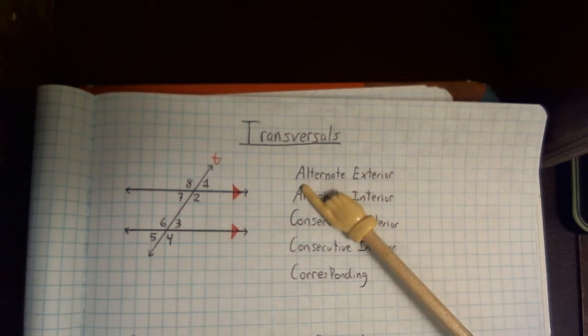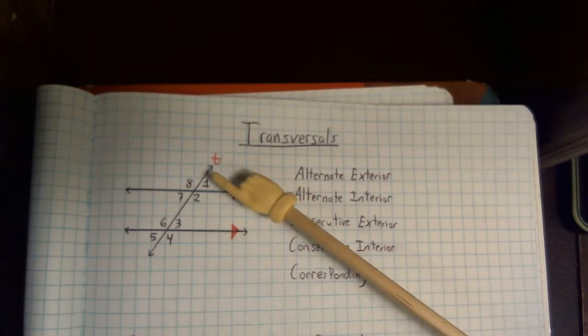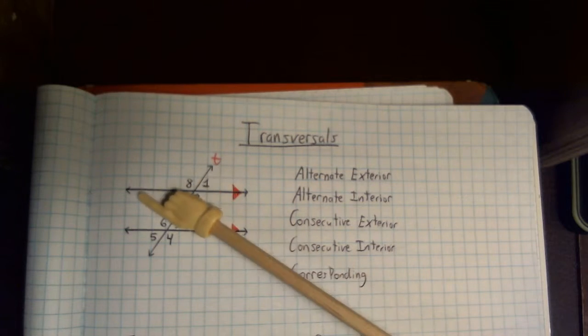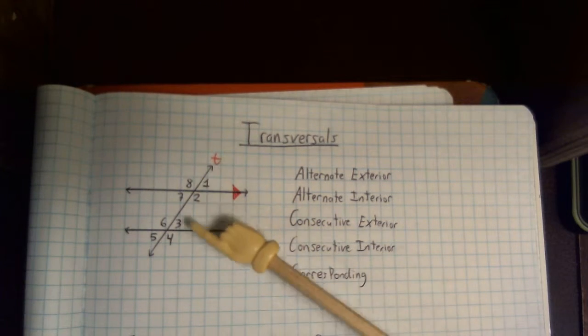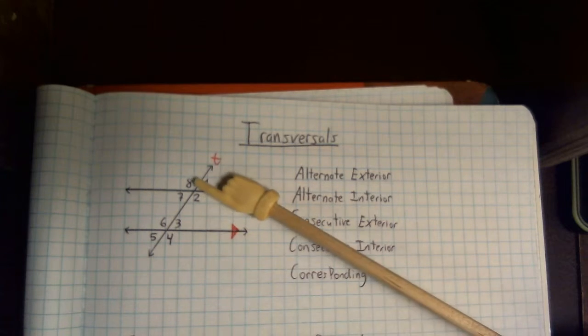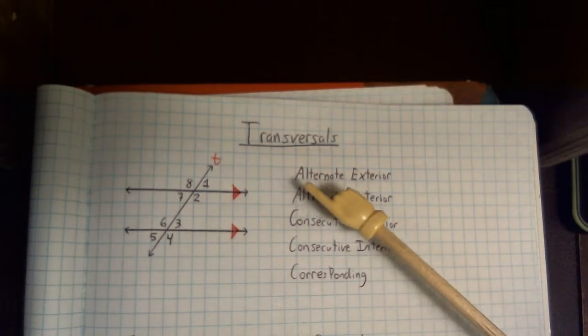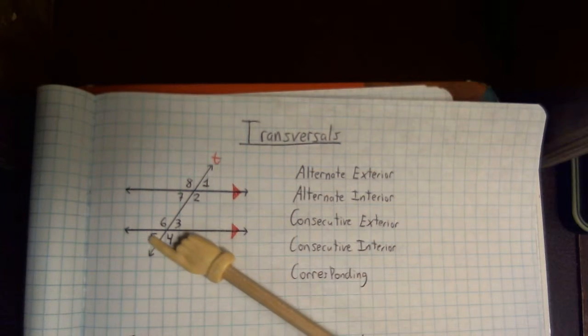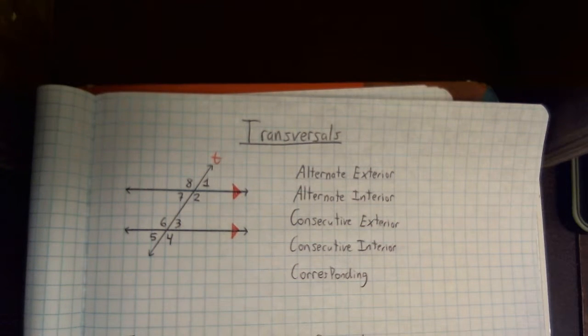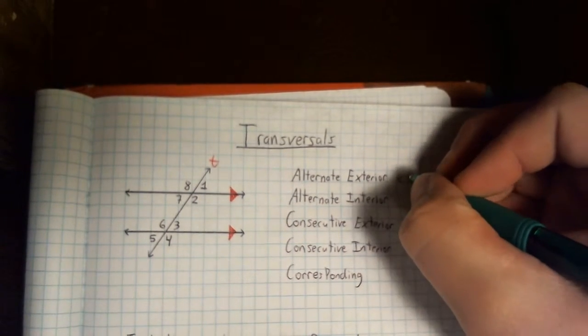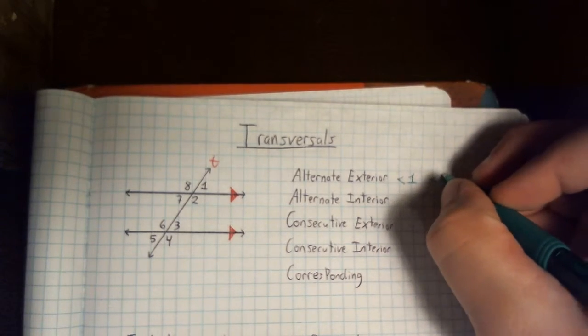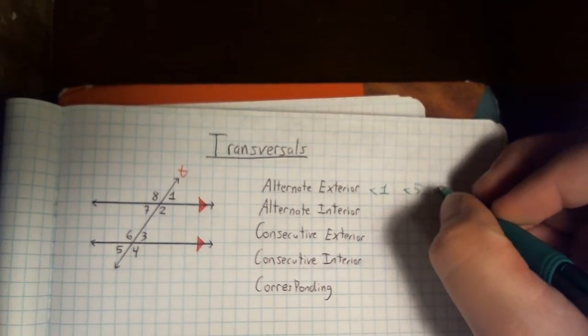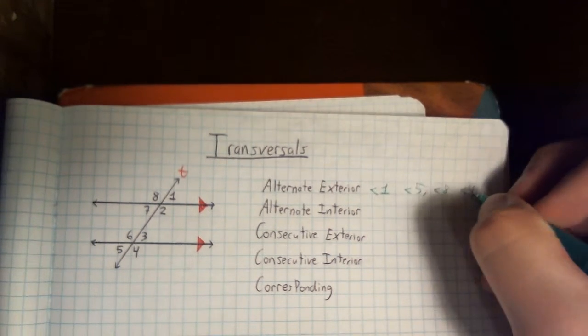So when we put that together, when we look at alternate exterior, we're looking at angles that are on the outside of those parallel lines on opposite sides of the transversal. So here we see that angle 8 and angle 4 are alternate exteriors. We also see that angle 1 and angle 5 are alternate exteriors. In fact, I'm going to write down those examples. We said angle 1 and angle 5, and we said angle 8 and angle 4.